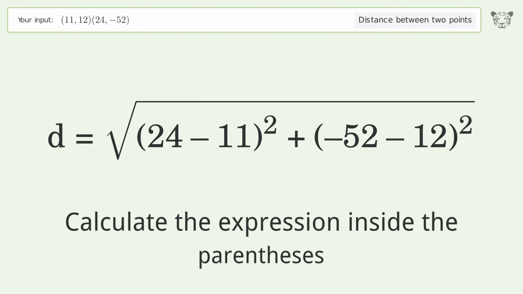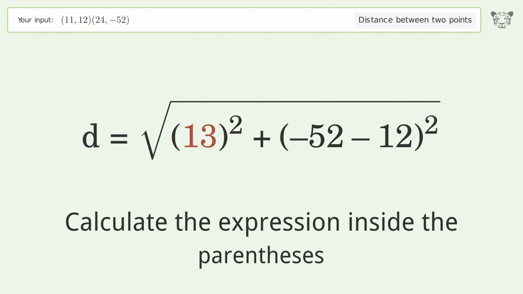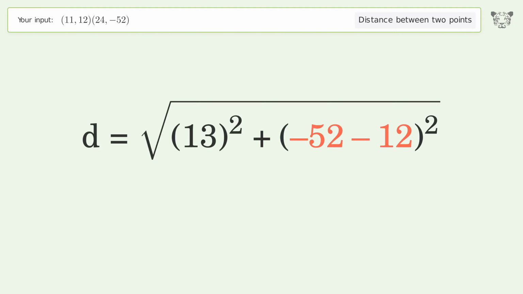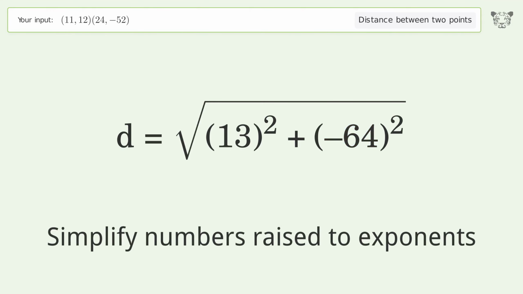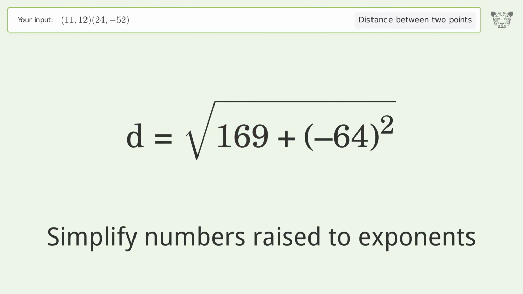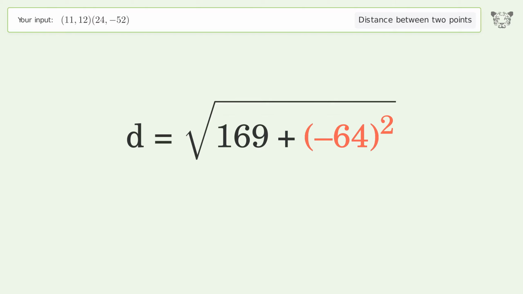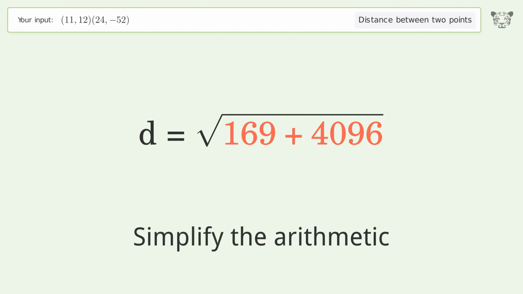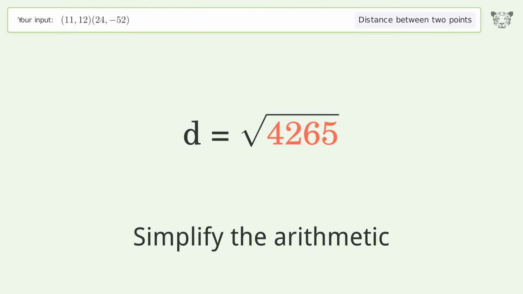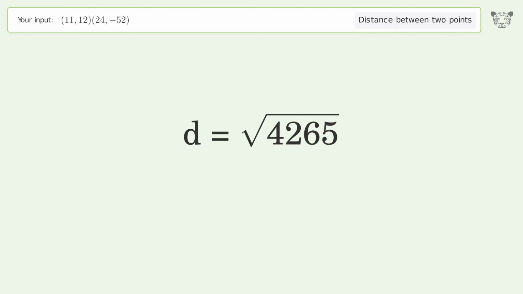Calculate the expression inside the parentheses. Simplify numbers raised to exponents. Simplify the arithmetic. And so the distance between the 2 points is the square root of 4,265 or 65.307.